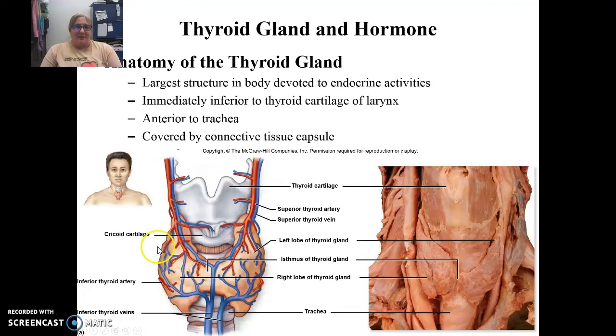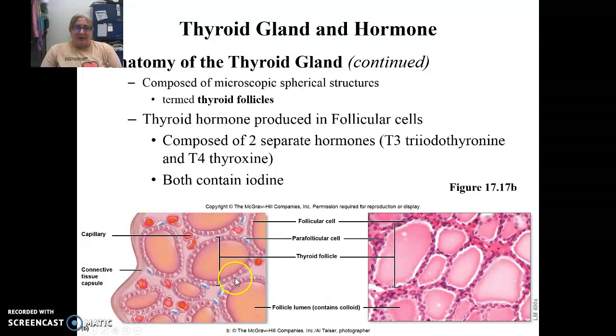Our next endocrine organ is the thyroid gland. The thyroid gland sits on the anterior aspect of the trachea. There are two lobes to the thyroid gland, and they contain both follicular cells and parafollicular cells. Follicular cells make up these thyroid follicles. The parafollicular cells sit in between the thyroid follicles.